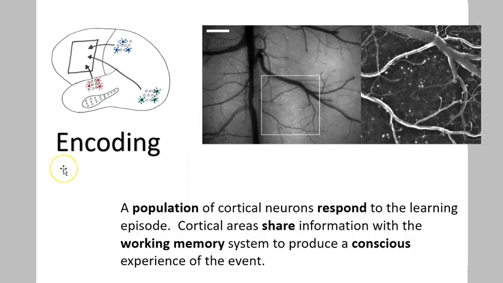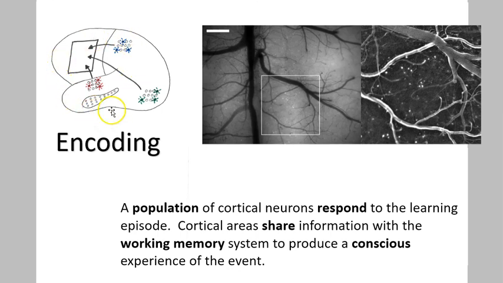All right, let's start it off then with the encoding process. What's going on during encoding? Well, a population of cortical neurons responds to the learning episode, and cortical areas share information with the working memory system to produce a conscious experience of the event.